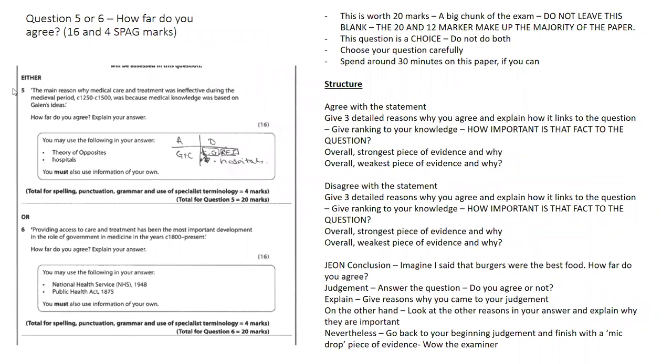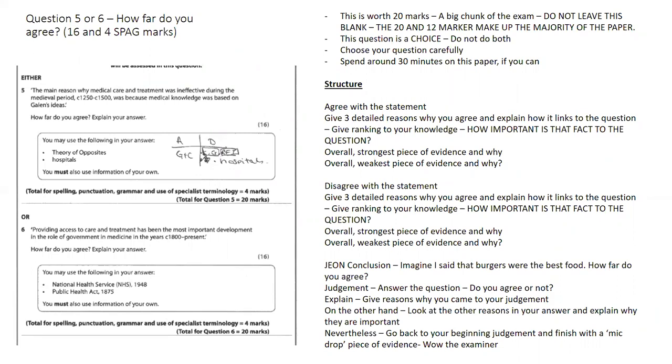Now, this is the last question. This is the one that people tend to get a little bit worried about. Now, in the medicine paper and the Richard and John paper, you'll have a 16 marker. The only difference is that this one has SPAG. You'll get a choice of 2 questions. Okay, don't do both.